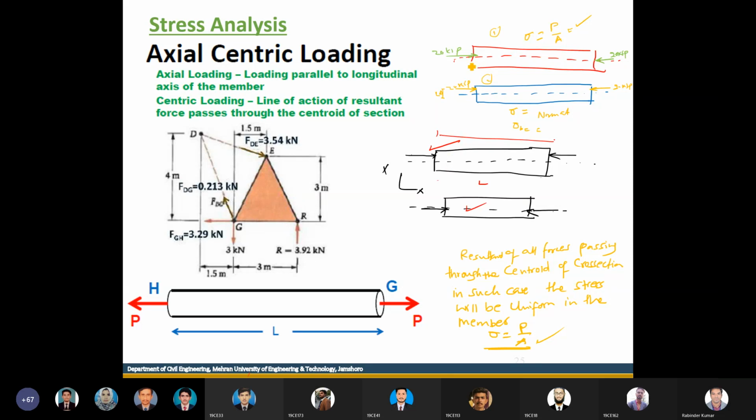Now look at this. Just because of the change in the position of the force, the state of stress changes. This is what we will try to study in this course. Physically both examples look exactly the same, but you just change the location of this force. Now this one becomes easy, and this one becomes a bit complicated. Okay?